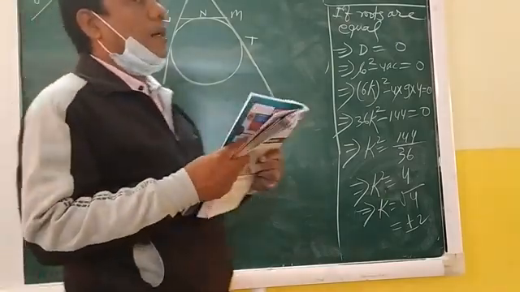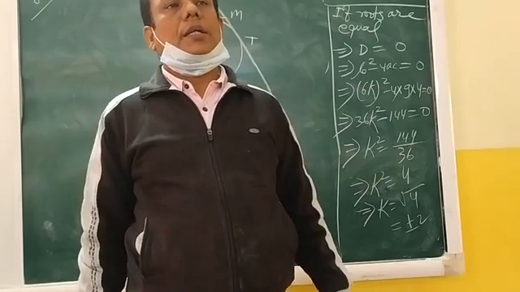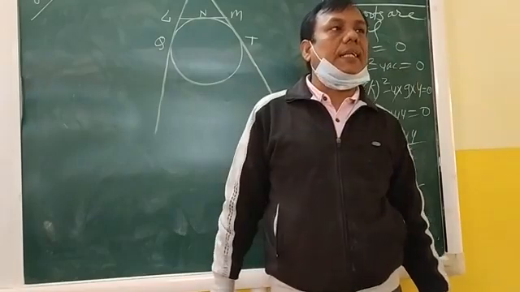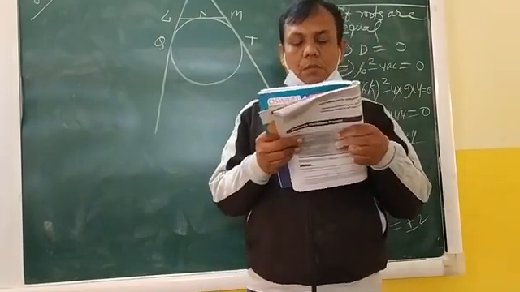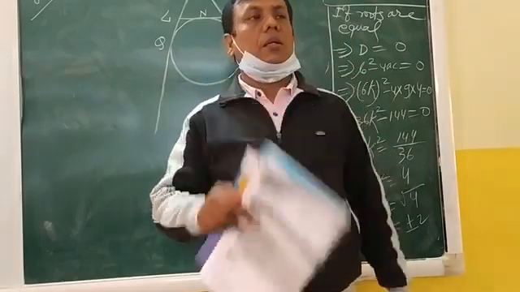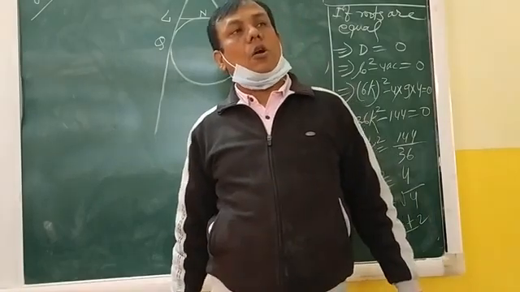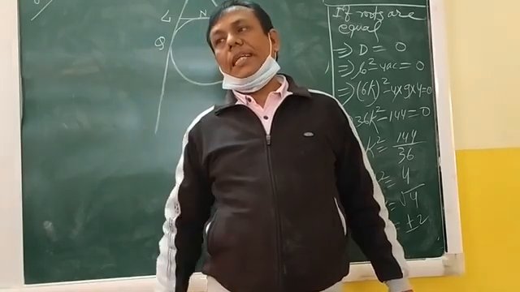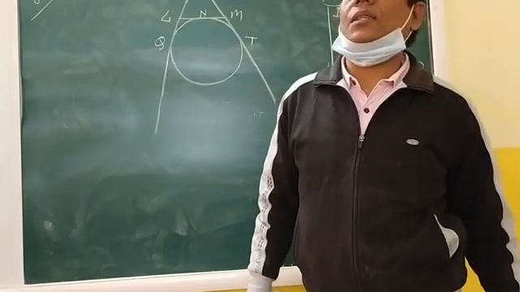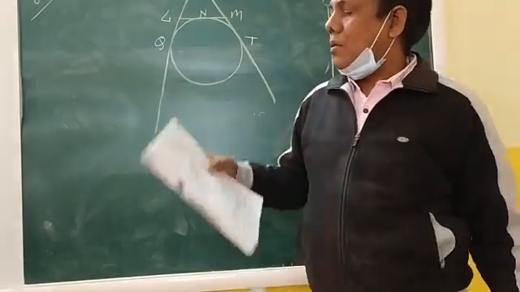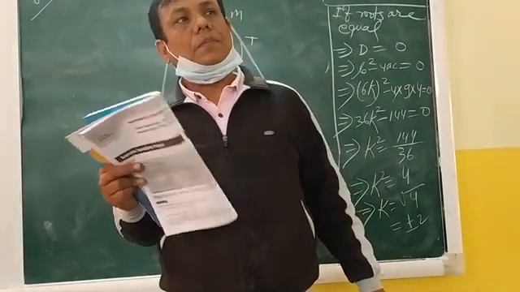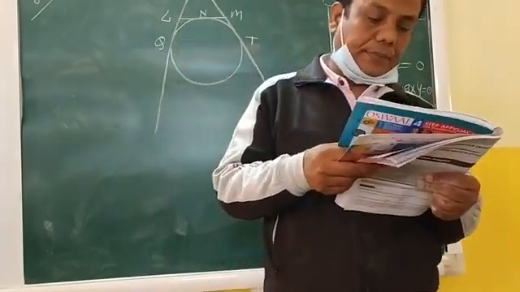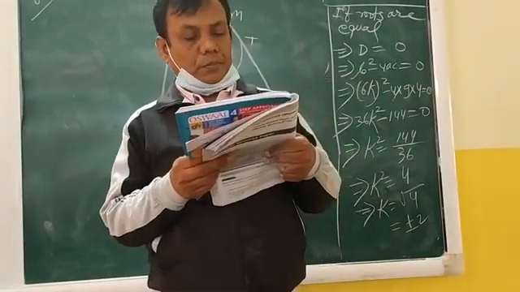Next question. If two tangents inclined at 60 degree are drawn to a circle of radius 3 centimeter, then find the length of each tangent. Okay. Next question.